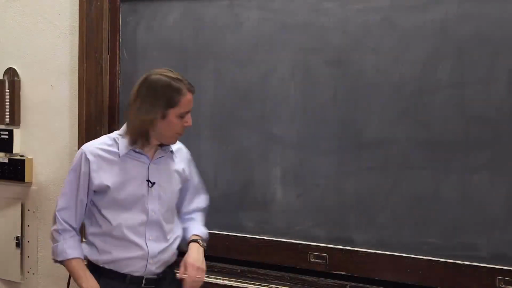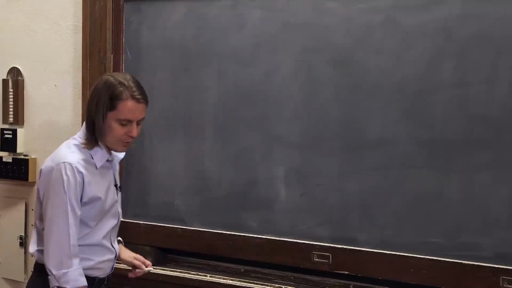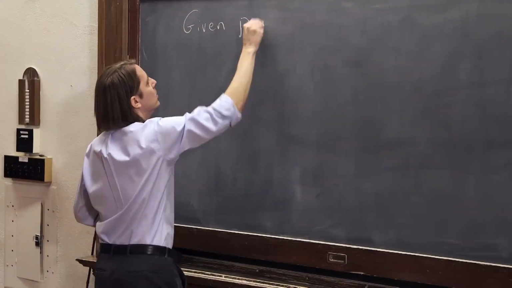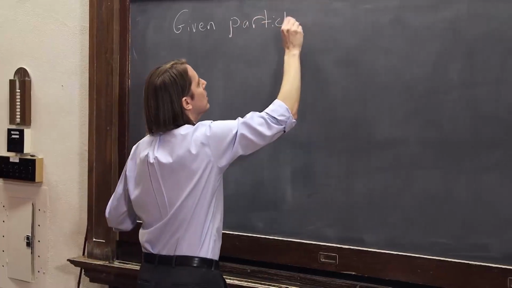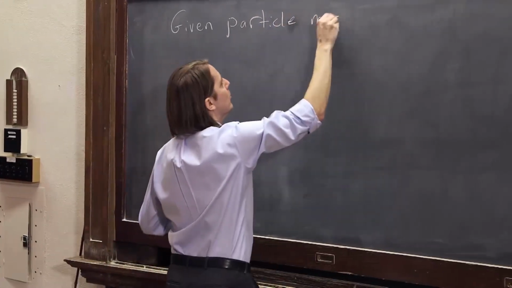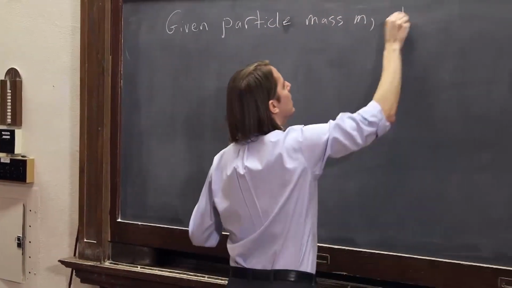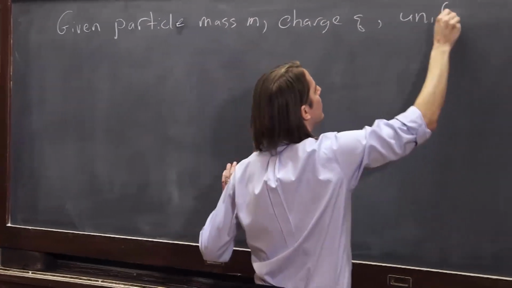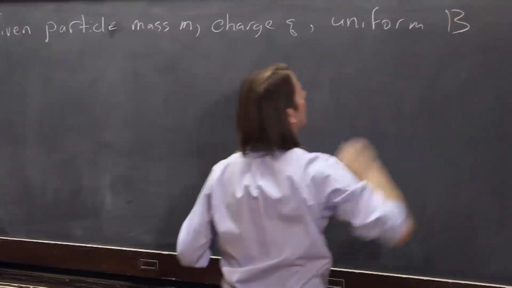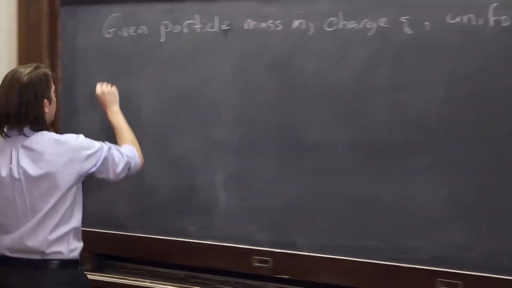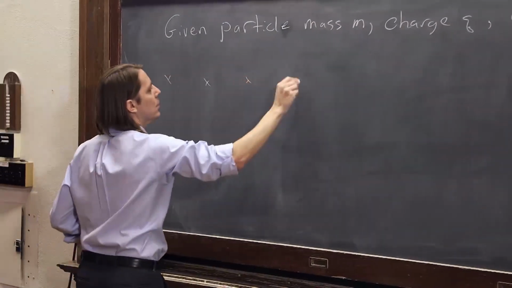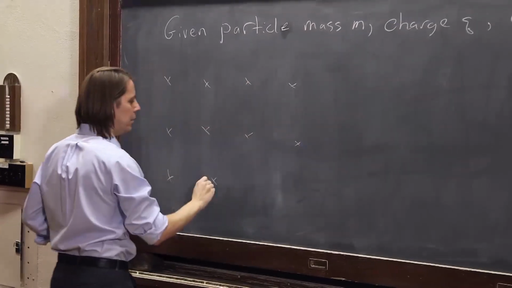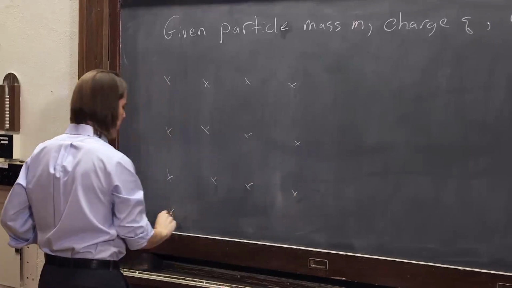Let's analyze this circular motion a little bit. Let's say we're given a particle, mass m, charge q, in a uniform B. So again, let's put it in a uniform B that looks like this. They're fun to draw.